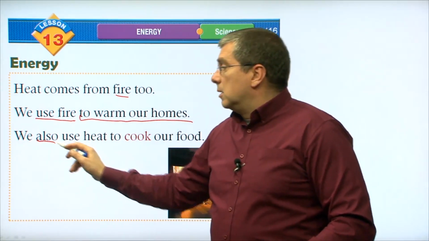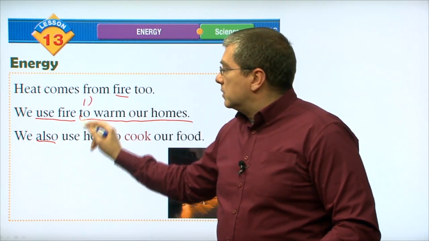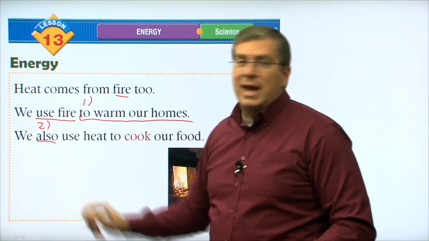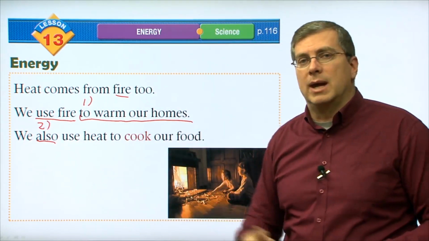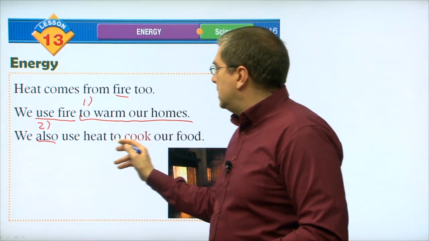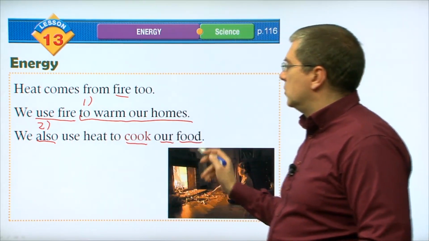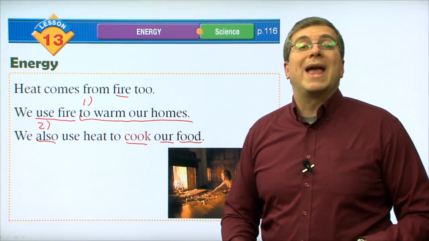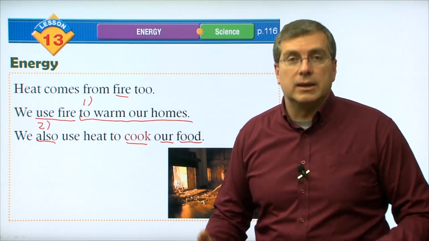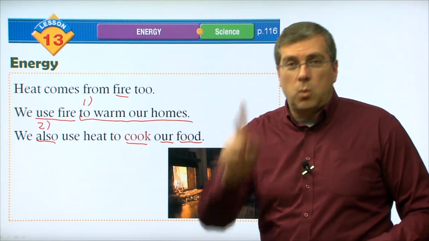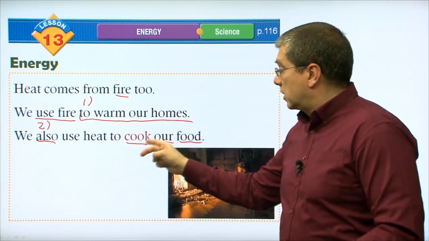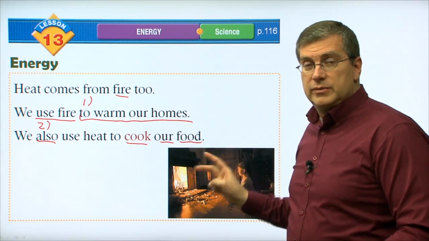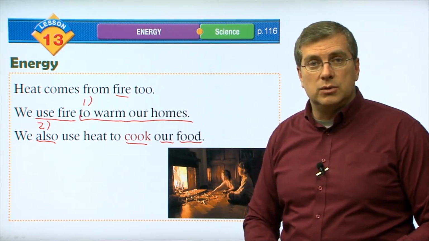So that's one way we use fire. Here's a second way. When you see also, you say, another way, a second way. We also use heat to cook our food. So there's two things we use heat for. One, to warm our homes. Two, to cook our food. So two ways that we use heat.